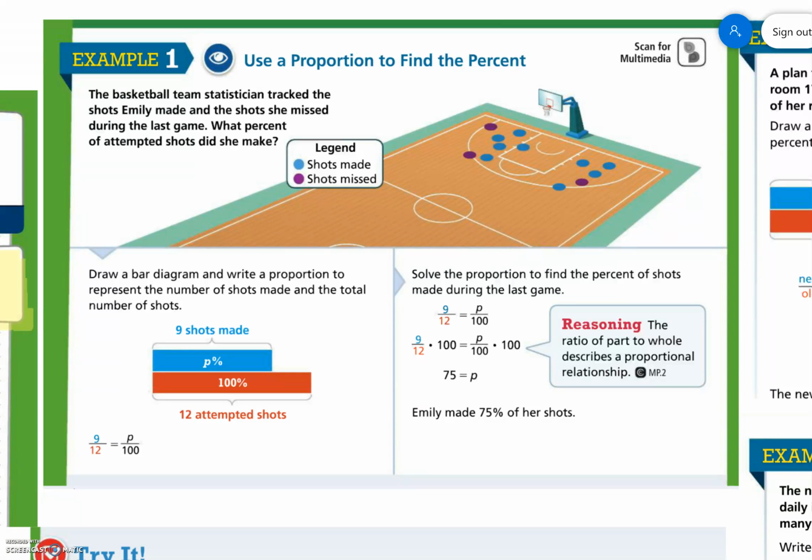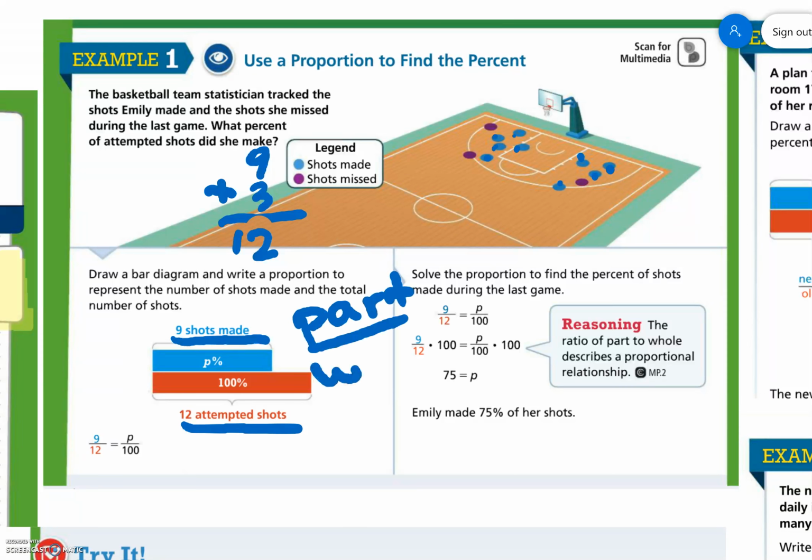Well, we see in the blue she makes 1, 2, 3, 4, 5, 6, 7, 8, 9. She makes 9, so she made 9 and she missed 3. That means she attempted a total of 12 shots. Okay, so 9 is the amount of shots she made and 12 is the whole. Remember, we are doing part over whole. So 9 over 12 is equal to what percent over 100?